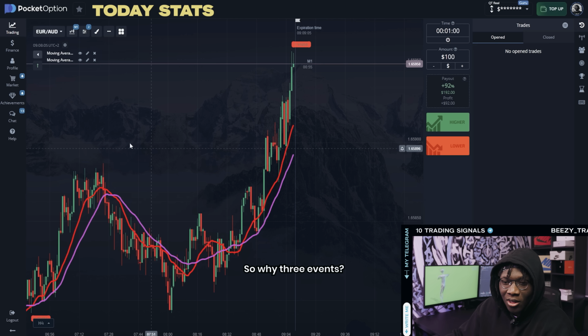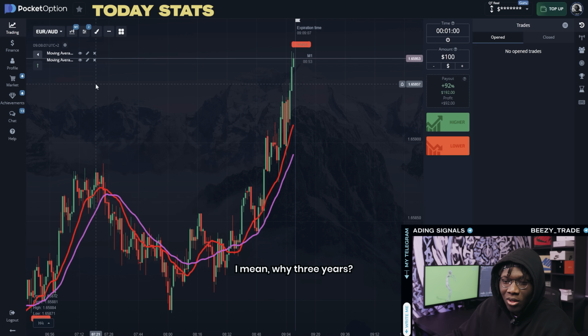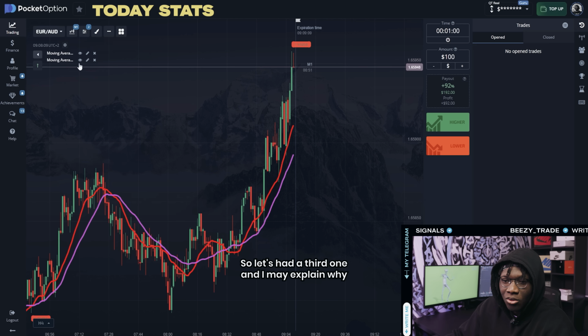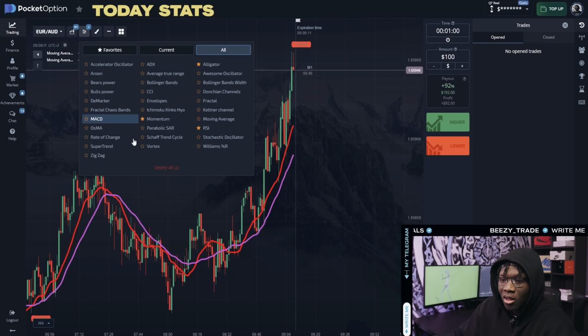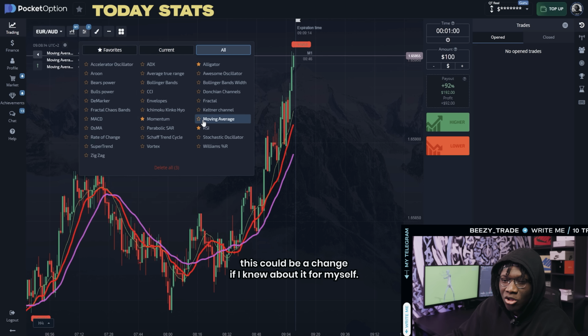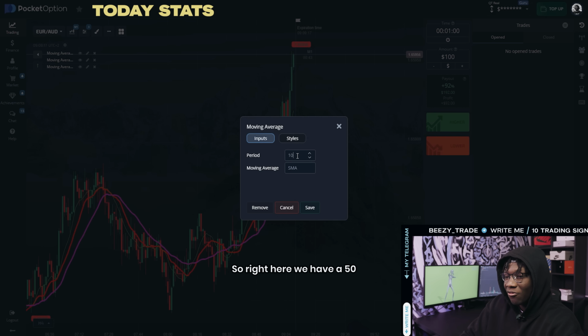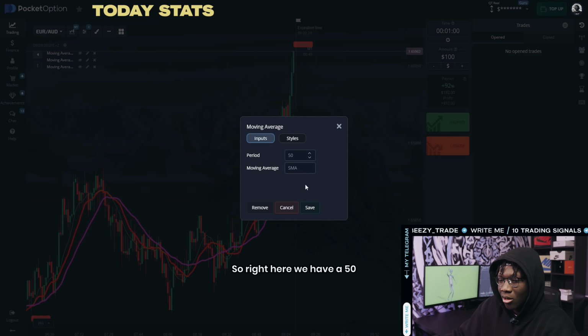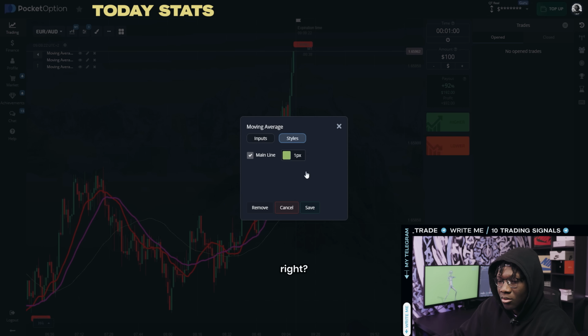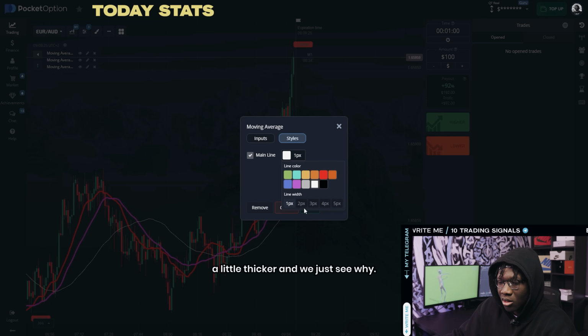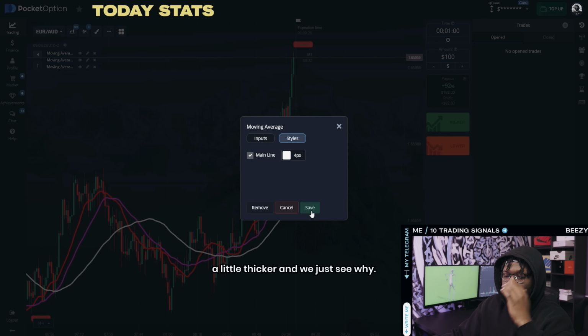So why 3 EMAs? I mean, not EMAs, why 3 SMAs? Let's add a third one, and I'm going to explain why this could have been a game changer if I had known about it. Right here, we have a 50 SMA. Let's make it white, a little thicker, and save it.